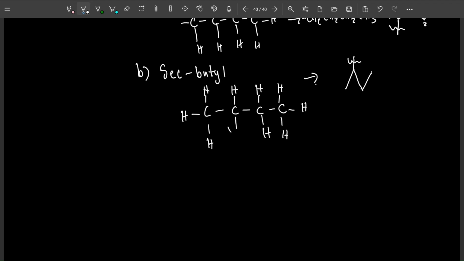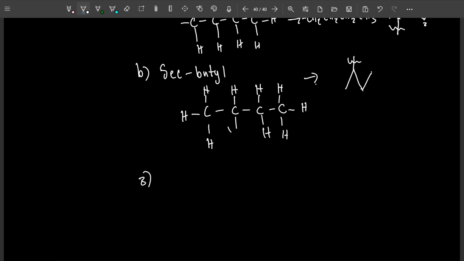Sorry for the other one. On the secondary carbon, just one of the carbons in the center there, that is bonded. A secondary carbon is a carbon that's bonded to 2 other carbons. Now, number 3.